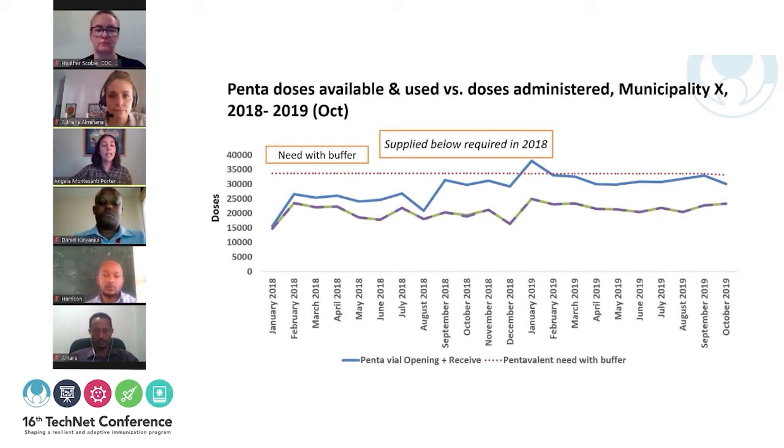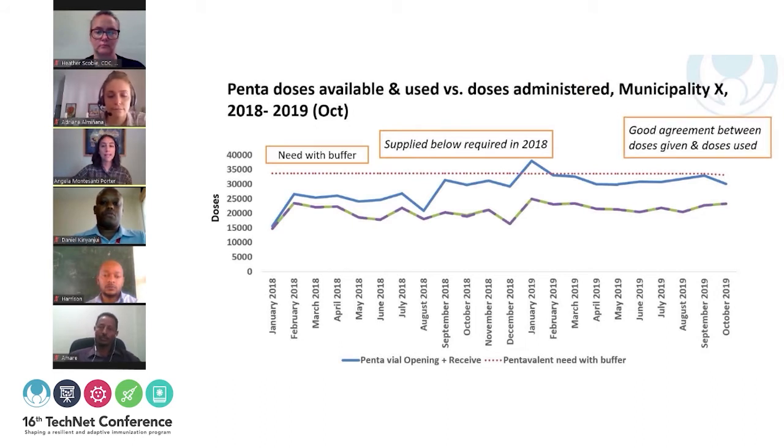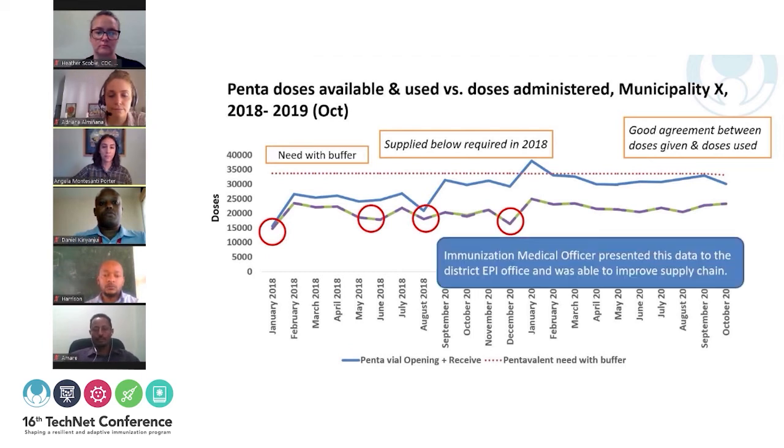Overall, you see that they were supplied repeatedly below what was required in 2018. But from the green and purple lines, you see that there's good agreement between doses given and doses used. These red circles show that in months where there was particularly low opening balance, doses given and vials used also decreased. So this immunization medical officer presented this data to the district API office and was able to improve the supply chain.